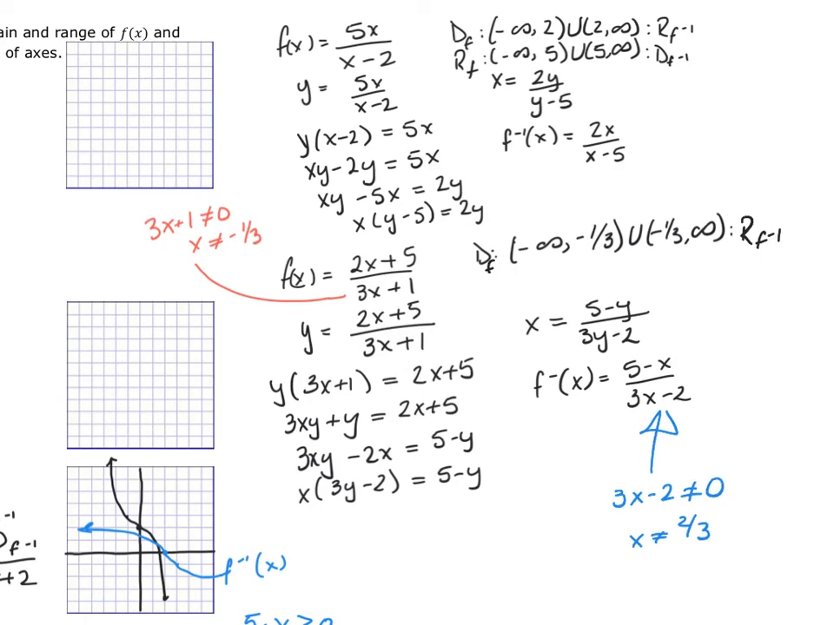So the range of my original function is going to be from negative infinity to 2/3, union 2/3 to infinity, and that is the domain of my inverse function. Now I should be checking these both ways just to confirm it works. Does anyone have any questions whatsoever on these two examples?